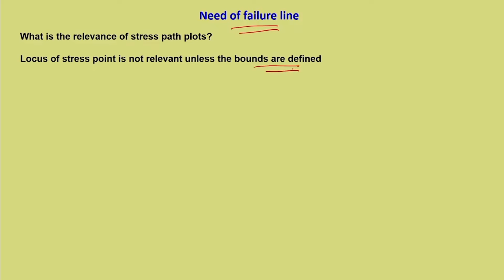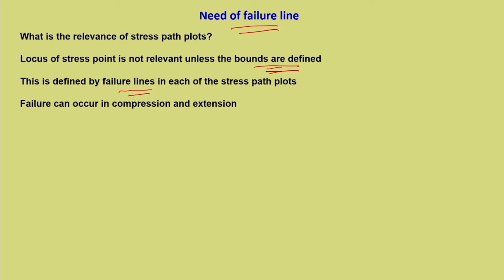We should know that there is a space given to us, that is the s-t plot or q-p plot or whatever. In that domain, what are the possibilities for these stresses to change for a given soil? This is very important. That is why we need to know the bounds within which the stress path points can change. That bound is defined by failure lines in each of the stress path plots.